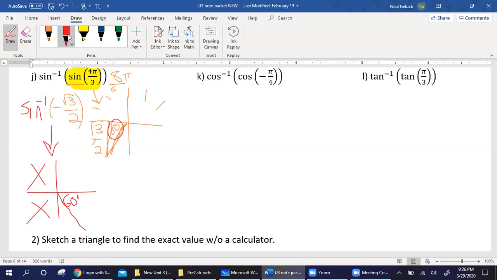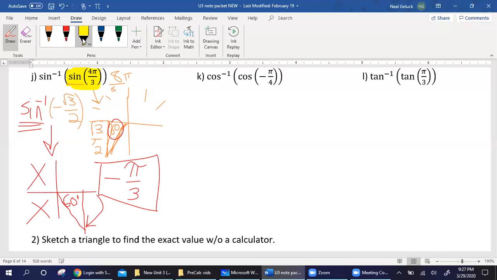So the reference angle was the same, but I ended up being in a different quadrant, because inverse sine and all the inverse trig functions have those restrictions on them. So the angle to get to there would be negative pi over 3. While the reference angle was the same, it is not the case that I just crossed out the inverse sine with the sine. So you've got to be careful of that.